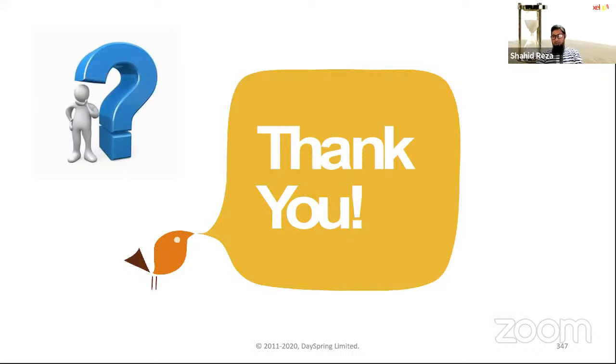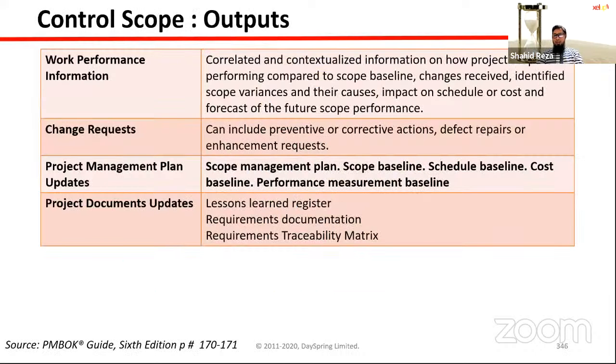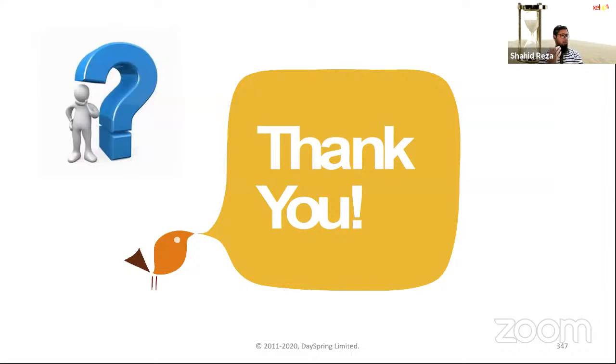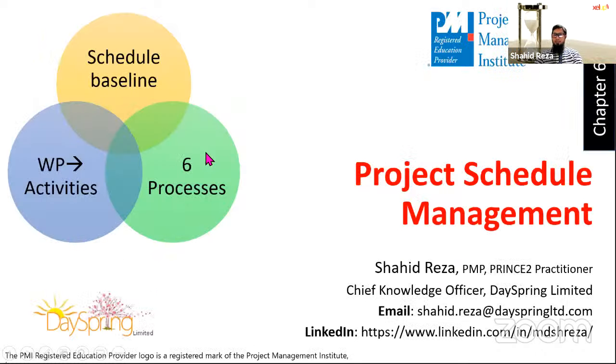So in the scope chapter, we have seen there are 6 processes, 4 in the planning process group and the other 2 in the monitoring and control process group. Okay. So before starting our project schedule management chapter, let's have a break for 5 to 10 minutes. Then we'll start. All right.